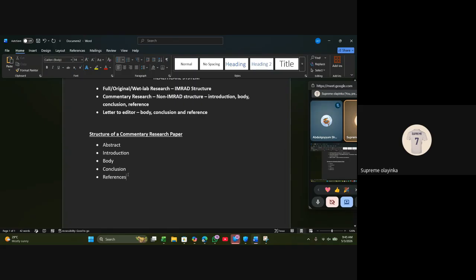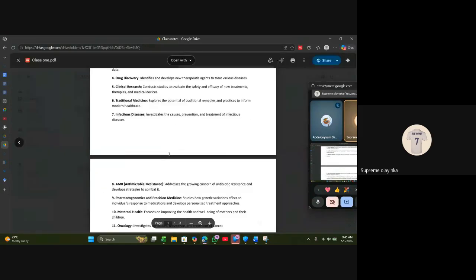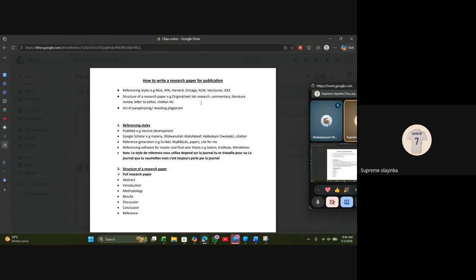How can we reference? We have something we call referencing tools, right? If you look at our class notes, we have the referencing tools. Okay, I think I got them here. We have Zotero, we have EndNote. They are called reference generators. We have Scribbr, we have MyBib, we have Cite This For Me. Then we also have referencing software.